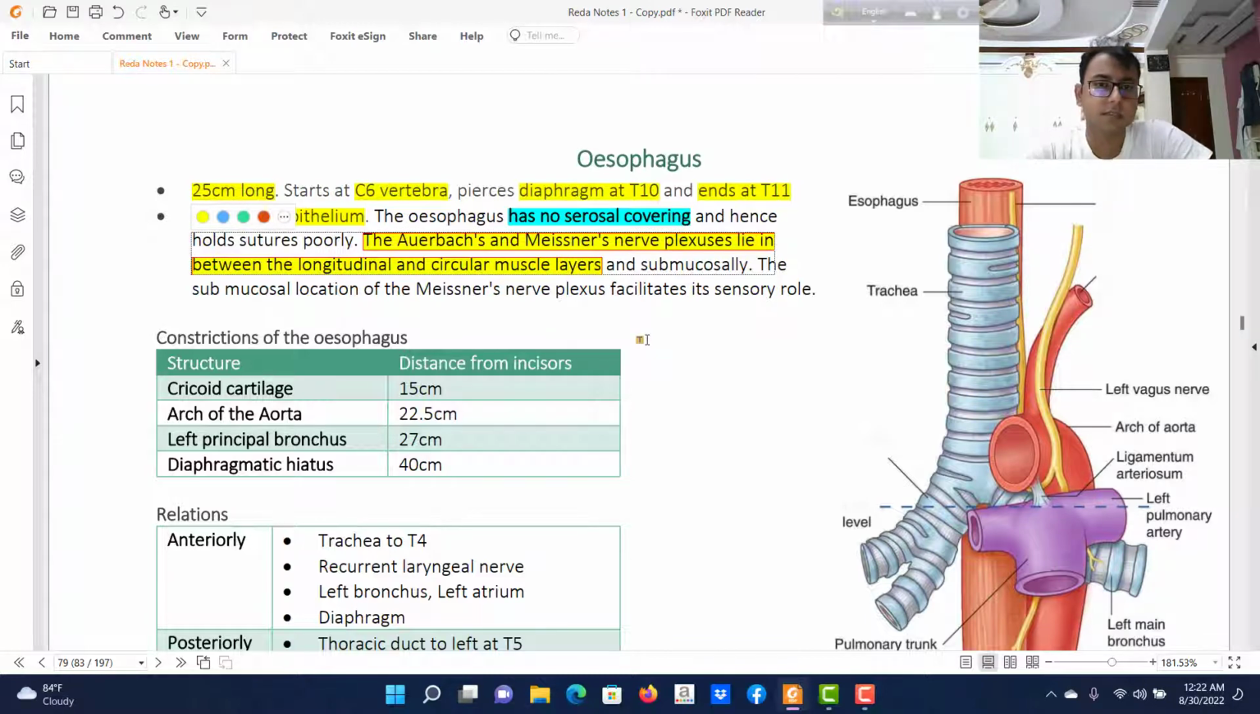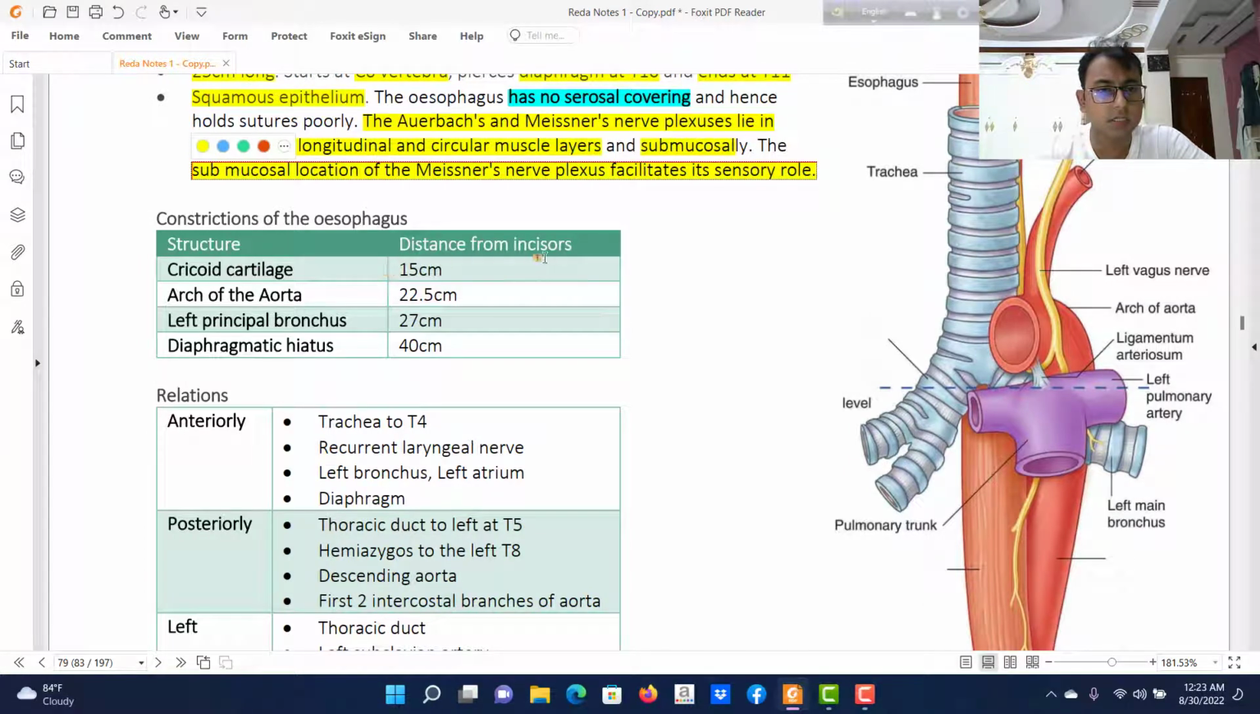In the FCPS exam, this kind of question is sometimes seen: which nerve plexus maintains peristalsis? The Auerbach plexus, or myenteric plexus, is the nerve plexus, also called the local nerve plexus, which maintains peristaltic movements. The submucosal location of the Meissner plexus facilitates the sensory role. So the Meissner plexus at the submucous level maintains the sensory role.